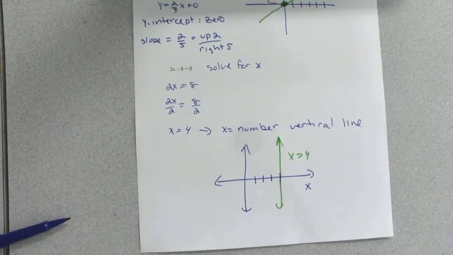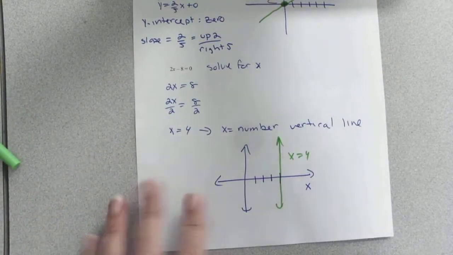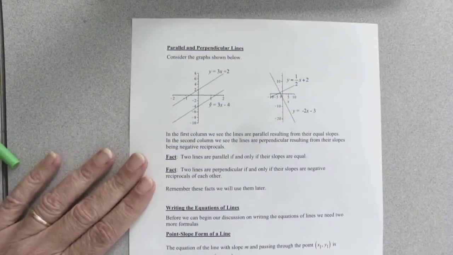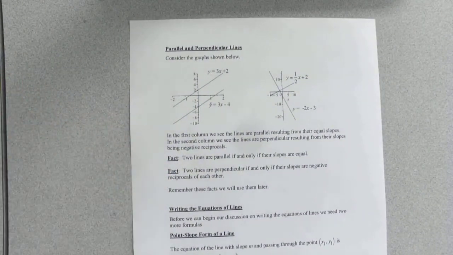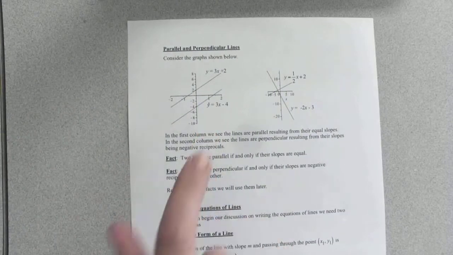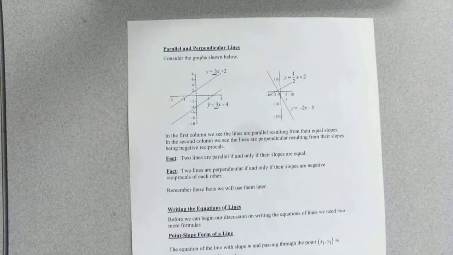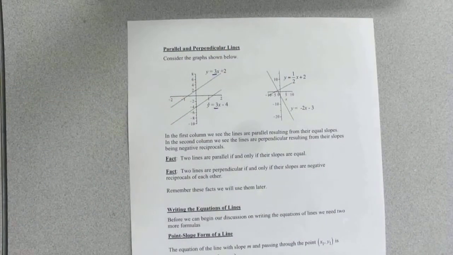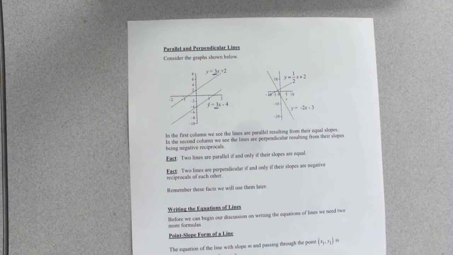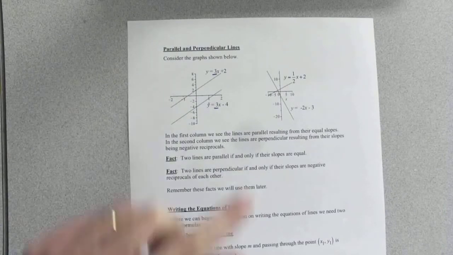Okay, next topic within our thing about lines. Parallel and perpendicular lines. So I got two graphs there. If we look at this first one, the thing we can note here is that they both have slopes of 3. And then those lines appear to be parallel. They appear to never meet. That's our first fact. Two lines are parallel if and only if their slopes are equal. Equal slopes means parallel. Parallel means equal slopes.